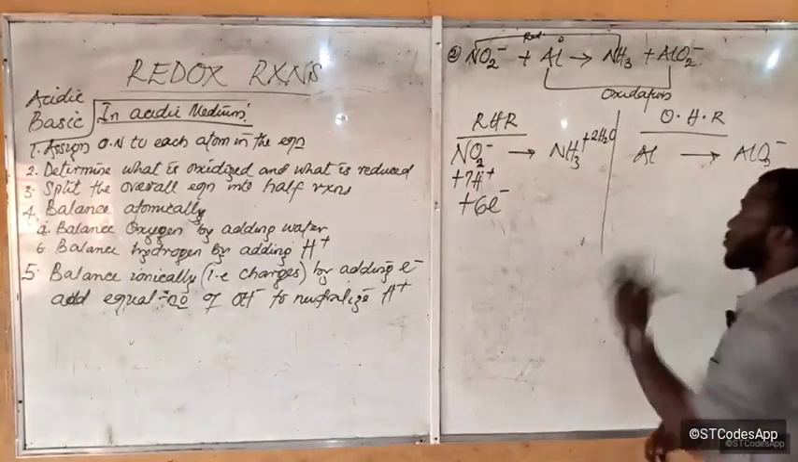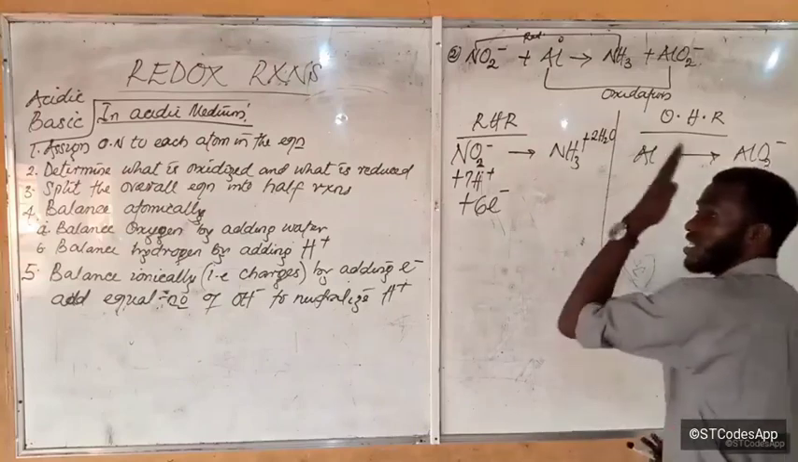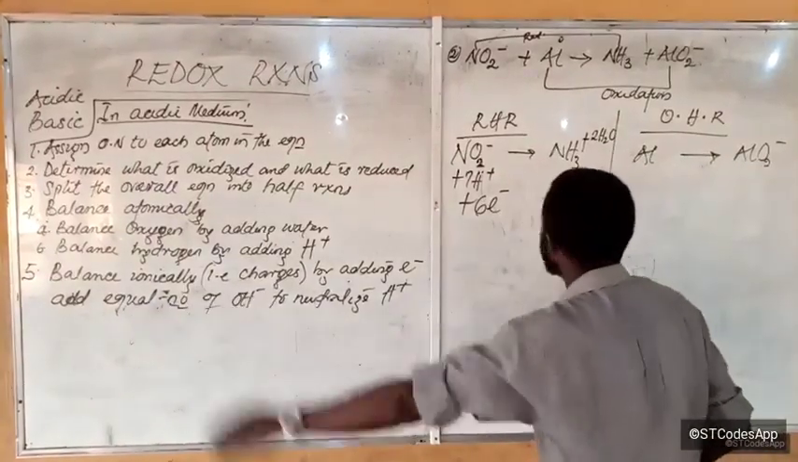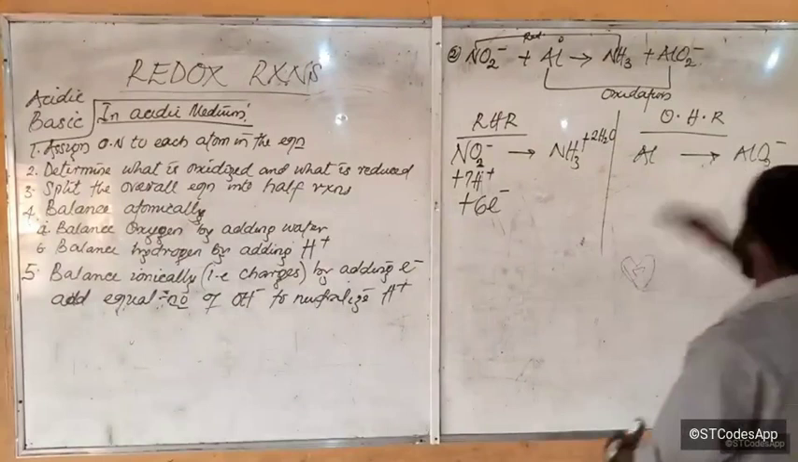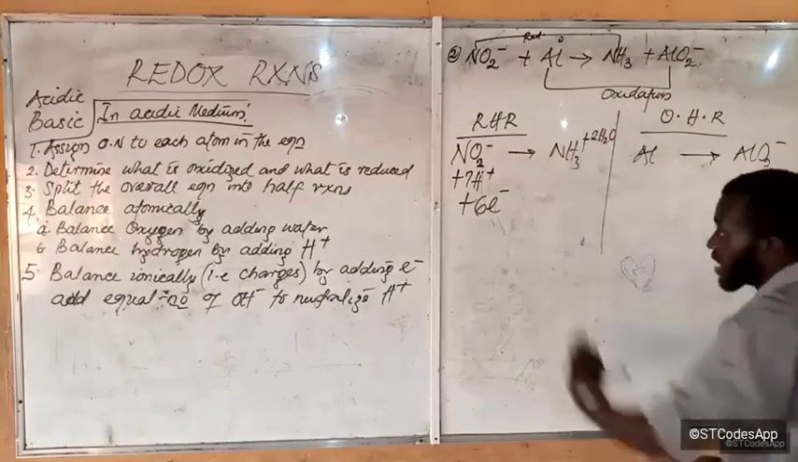So on this side, we're not going to add anything. And that conforms to the rule I told you. That is reduction, the electron is added to the left side. And oxidation, electron is added to the right side. Is that okay? So this is atomically and ionically balanced.